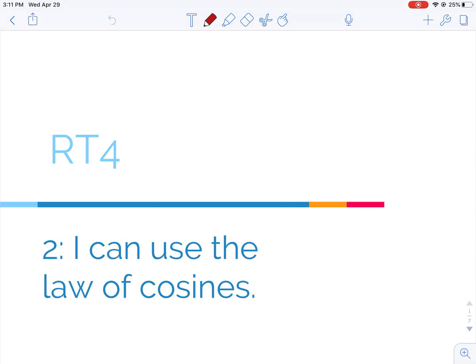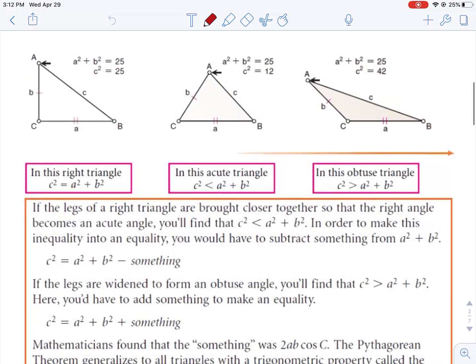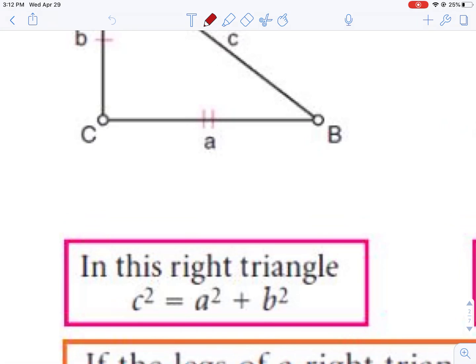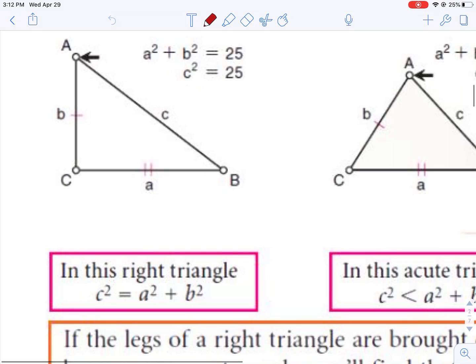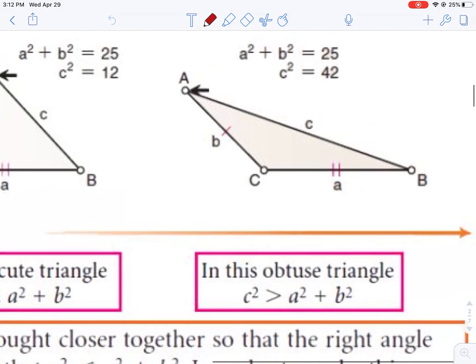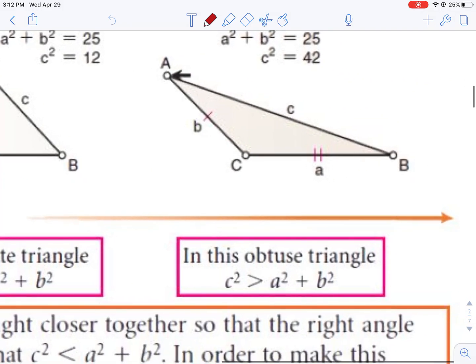On RT4-2, we're going to use the law of cosines. So most of you know that in a right triangle, c squared is a squared plus b squared. But those ancient Greeks, again, had a bunch of free time on their hands, and they were like, well, what happens if it's not a right triangle? So if it's an acute triangle, c squared has to be less than a squared plus b squared. And if it's an obtuse triangle, c squared has to be greater than a squared plus b squared.